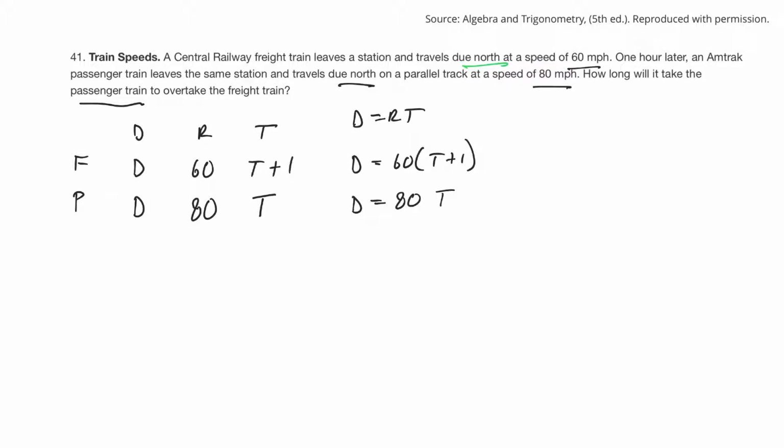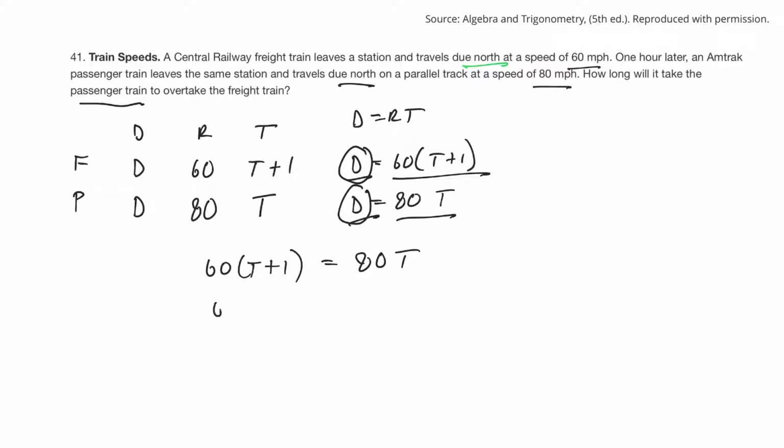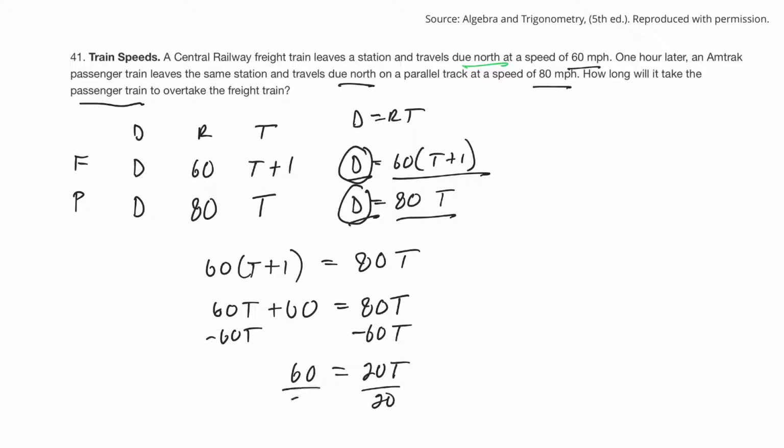But we want to know when the passenger train catches up to the freight train. So that would be that d is equal to d. So if those two are the same, then I can say this is equal to that. So 60 times t plus 1 is equal to 80 times t. Now use the distributive property, 60t plus 60 is equal to 80t. Now I'll get the t's together. So subtract 60t on both sides. So I'll have 60 is equal to 20t. And now we'll divide both sides by 20. So t is equal to 3.